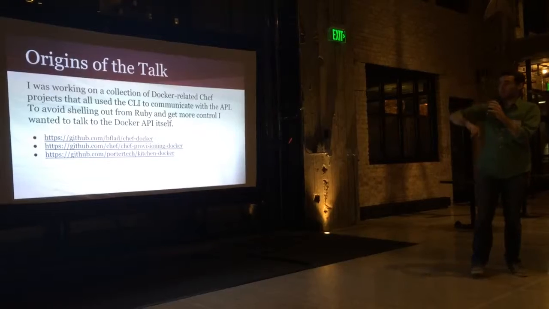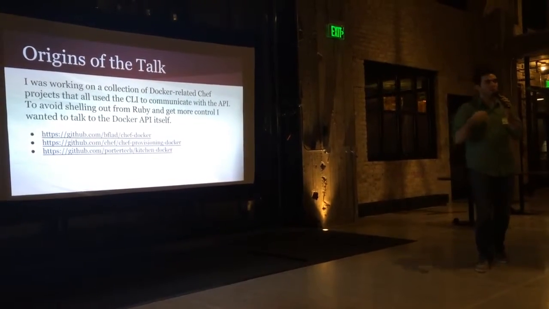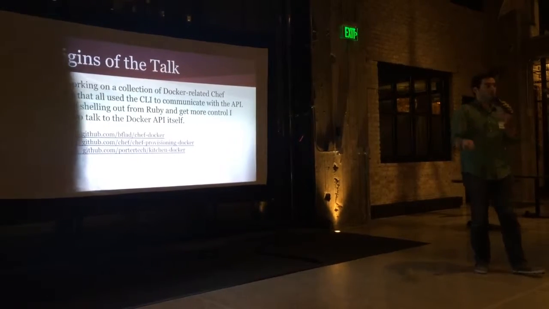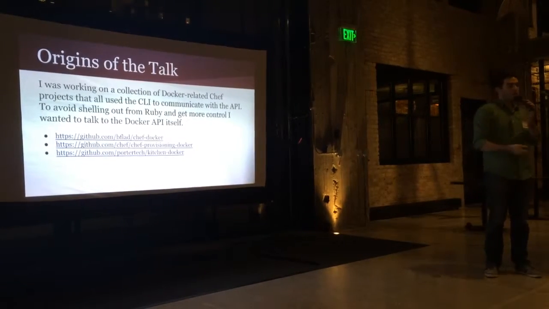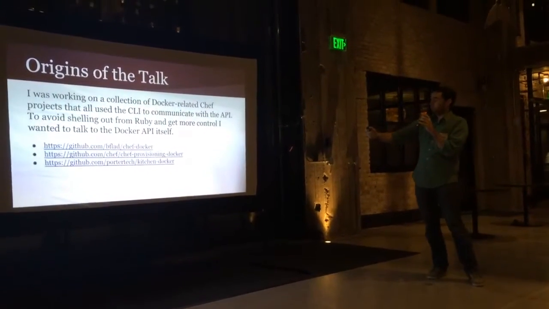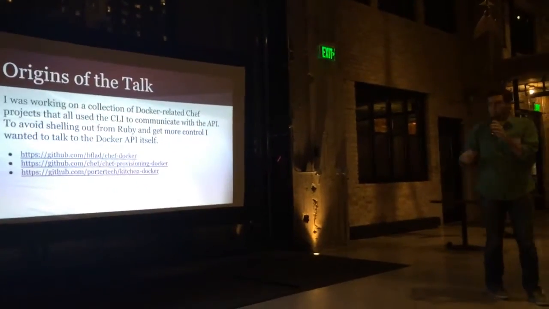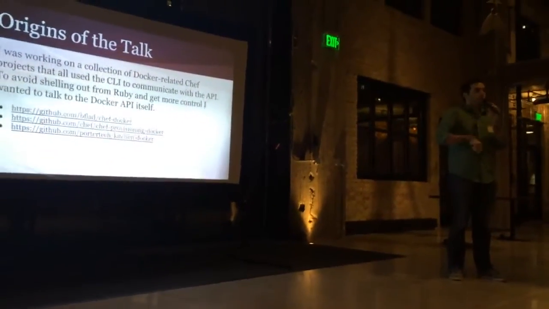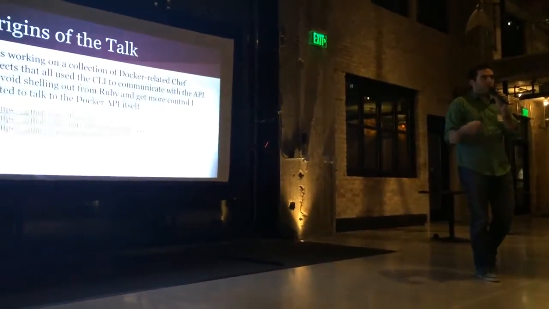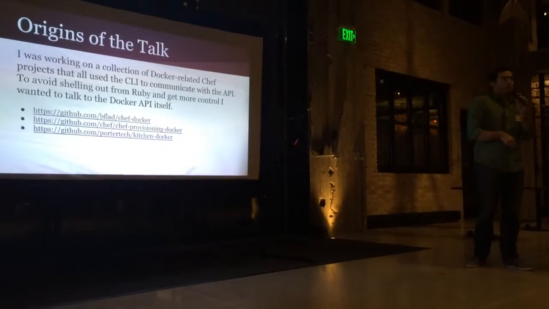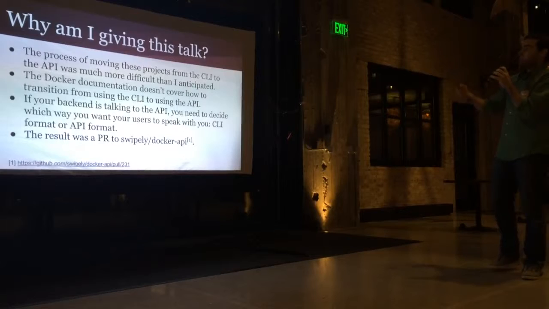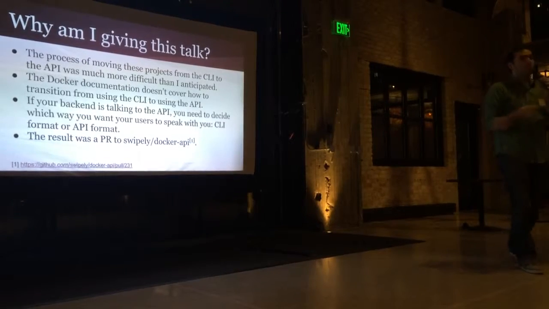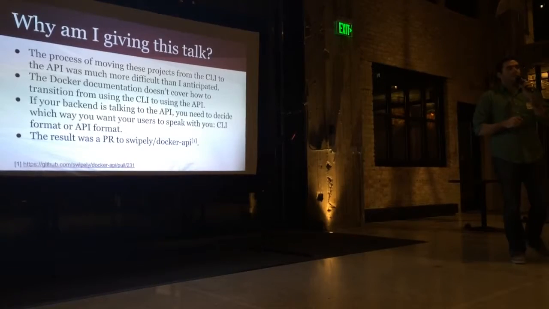So basically, I work for Chef, and for a very long time I was working on a lot of Docker-related Chef projects that at the time all used the CLI to communicate with the API. If you wanted to use Chef to manage your Docker containers, you would use one of those projects. But the challenge, specifically for Chef provisioning, was that it needed the CLI. That wasn't always going to be the case, since the machine where the Chef run was executing might not have Docker on it. So I couldn't depend on the CLI, and I needed to talk to the API. The process of moving all of these things from the CLI to the API was a lot more difficult than I anticipated, because Docker documentation was not awesome. Surprise, surprise.